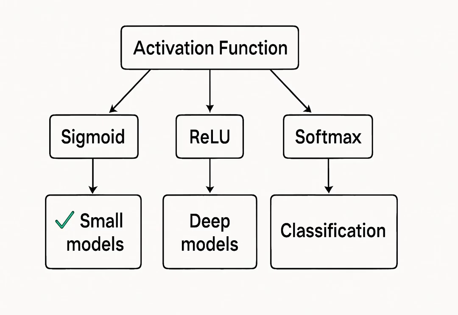So, how do you choose the right activation function? Sigmoid and Tanh are mostly for smaller, simpler models. ReLU and its variants dominate in deep learning today. Softmax is essential for classification tasks. The choice depends on your problem, data, and network architecture.